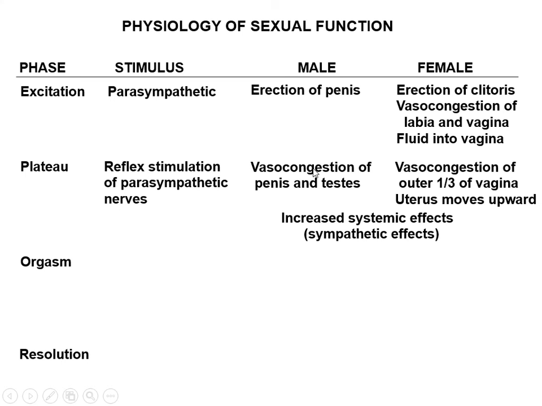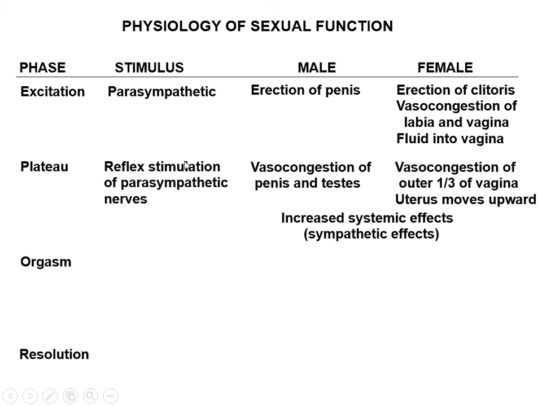In the male, that causes further vasocongestion of the penis, increasing its diameter somewhat, and the testes. In the female, you get vasocongestion of the outer third of the vagina. That's going to decrease the diameter, so the combination of those two increases the friction during intercourse. And the uterus moves up. This creates a pocket for the ejaculate to move into. And of course, you get a lot of increased systemic effects.